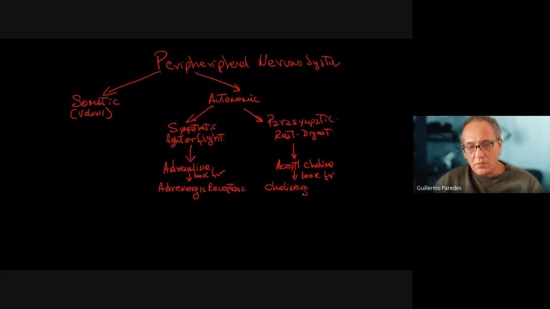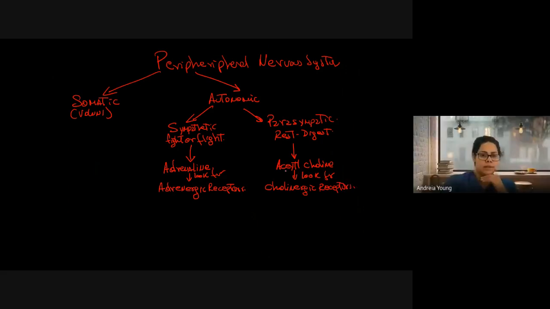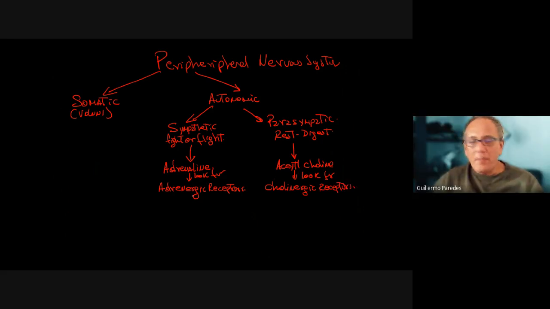Cholinergic receptors. Okay, you follow me? Yes. All right. So adrenergic receptors are going to be three types of receptors. I say three because it's alpha 1, 2, beta 1, 2, and beta 3. But beta 3 is not in the picture. So let's talk about the receptors that are going to be in the sympathetic nervous system.